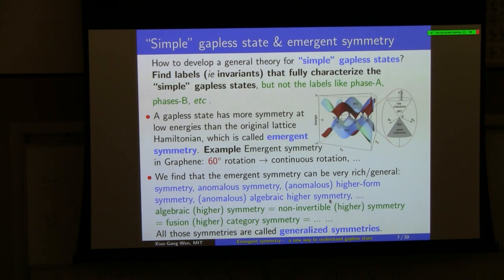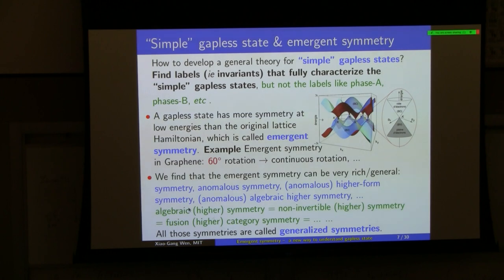And even that is not enough. There's also so-called algebraic higher symmetry. I mean, even a higher group doesn't describe them. It is something beyond a higher group, and this algebraic higher symmetry can also be anomalous. So there are all kinds of weird symmetry which can be emergent. Although the largest symmetry is always described by a group, the emergent symmetry can be much more general.